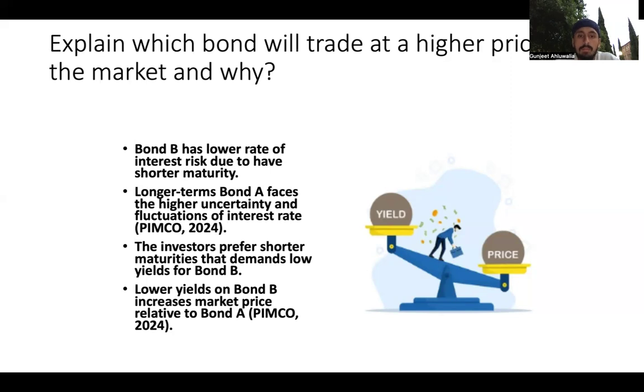Today, we're going to discuss why Bond B is expected to trade at a higher price in the market compared to Bond A. Here's the breakdown. Bond B has a shorter maturity period, which inherently means it carries lower interest rate risk compared to Bond A. According to research by PIMCO in 2024, longer-term bonds like Bond A face higher uncertainty and are more susceptible to fluctuations in interest rates. Investors generally favor bonds with shorter maturities due to their lower risk profile.